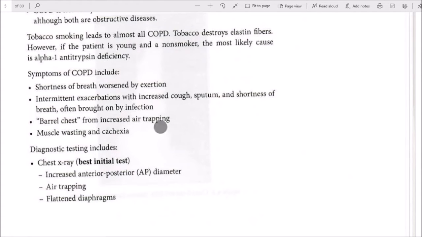Barrel chest from increased air trapping, muscle wasting, and cachexia. Diagnostic testing includes chest X-ray, which shows increased anterior posterior diameter, air trapping, and flattened diaphragms.